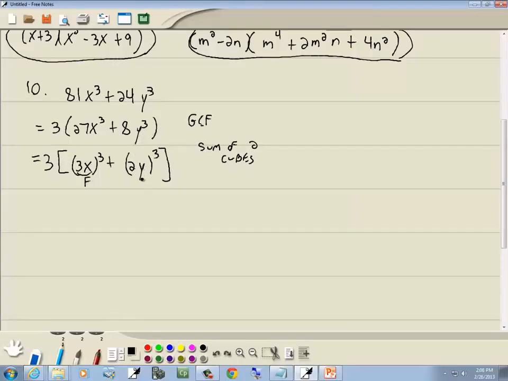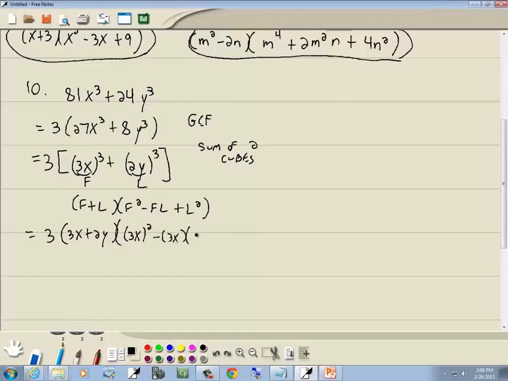So I'll label that as F, what's my first set of parentheses. I'll label that as L, what's my last. And the sum of 2 cubes formula was F plus L times F squared minus FL plus L squared. 3 carries down, and now everywhere I have an F, I'll plug in 3x, and everywhere I have an L, I'll plug in 2y. So we got 3x plus 2y, and then we got 3x to the second power minus 3x times 2y plus 2y to the second power.